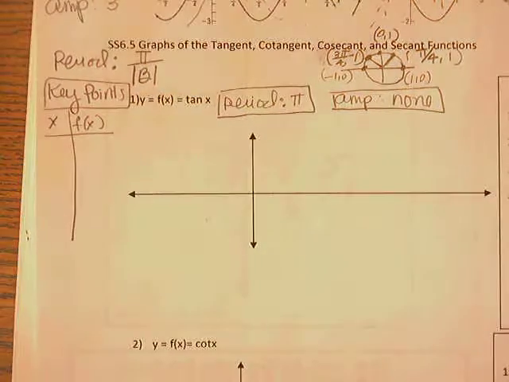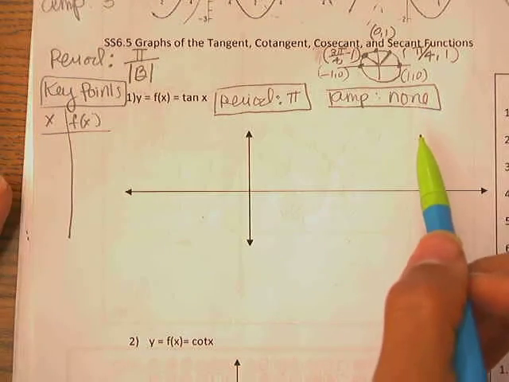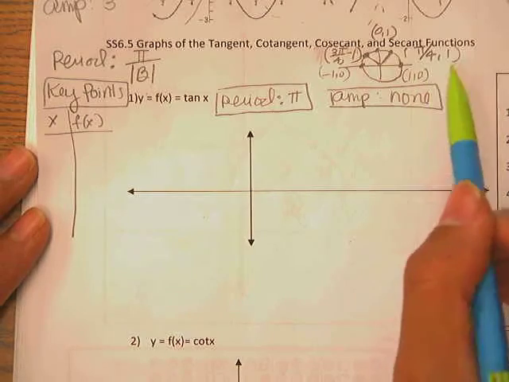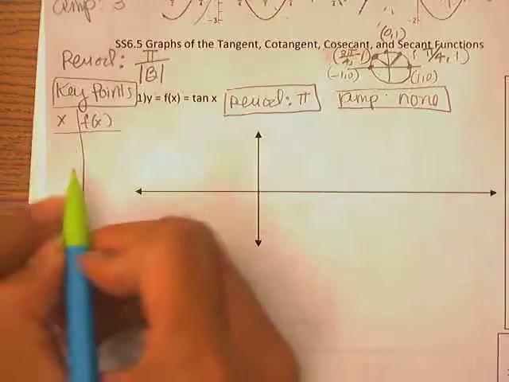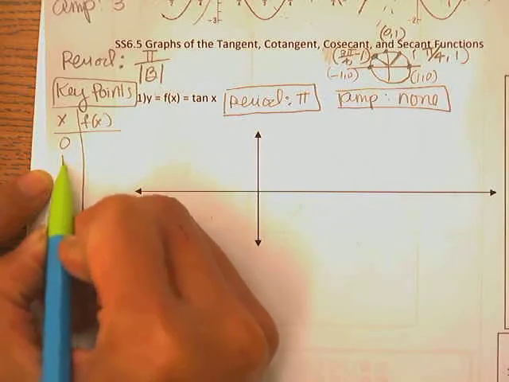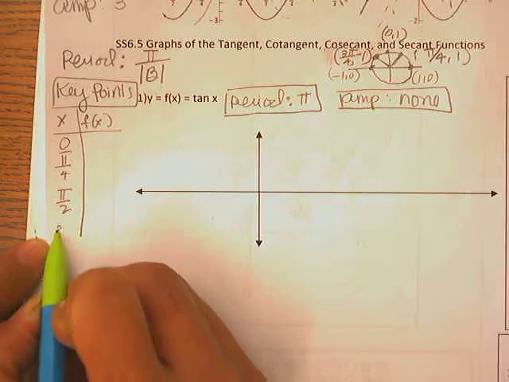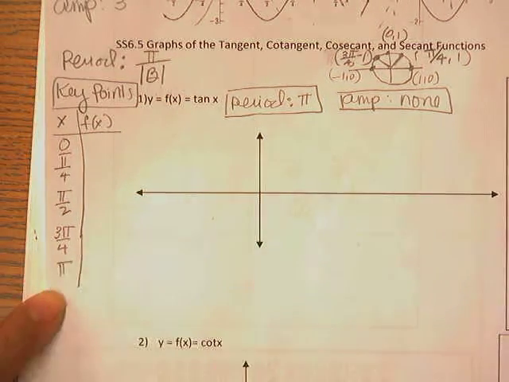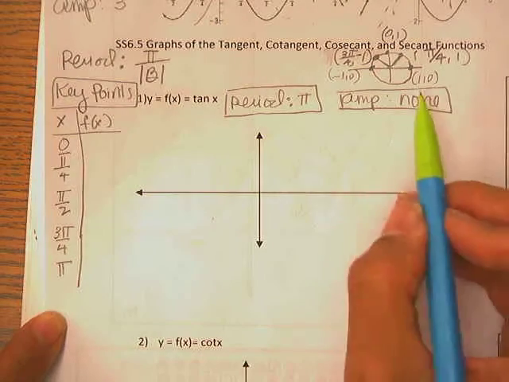Okay. All right. Because of the period, it's only pi, I would only need to use the first half of the circle. So my inputs are 0, pi over 4, pi over 2, 3 pi over 4, and then I'm back at pi. Okay. 5 inputs. That means I'm going to get 5 outputs.